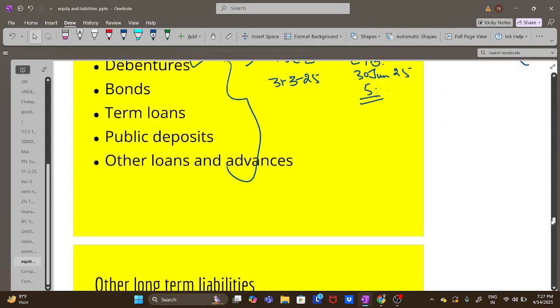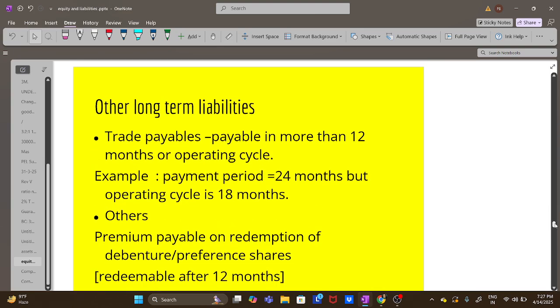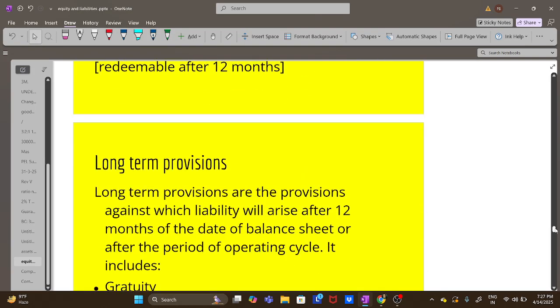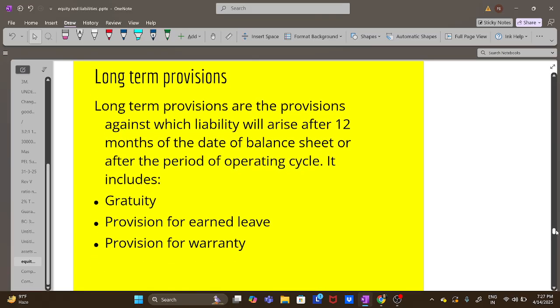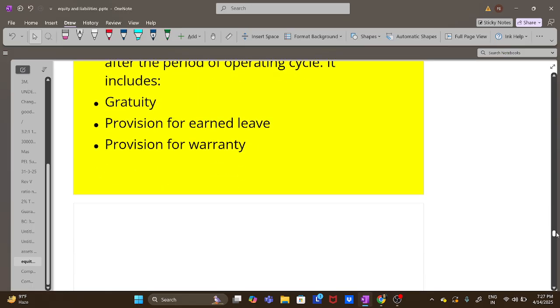Under other long-term liabilities, we have trade payables which are payable in more than 12 months or the operating cycle. We saw an example where the operating cycle was 18 months and it was payable in 24 months. So that trade payable will be other long-term liability. Any premium payable on redemption of debentures. Any long-term provisions, provisions for a duration of more than 12 months. Gratuity is given to employees when they leave. Warranty is for a longer duration generally. Provision for earned leaves.